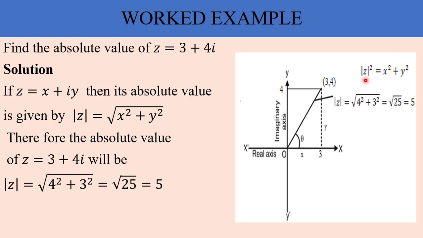So we shall have the absolute value of z squared is equal to x squared plus y squared. To find this distance, we take the square root of both sides, which takes us to the absolute value of z is equal to the square root of x squared plus y squared. We already have the value of x as 3 and the value of y as 4. So we shall have the square root of 3 squared plus 4 squared, which is the square root of 25, and this gives you 5.